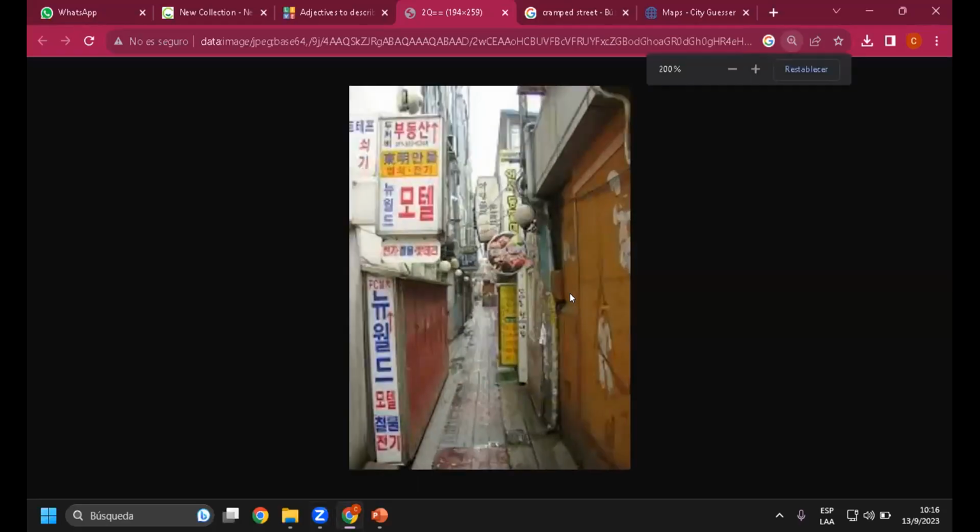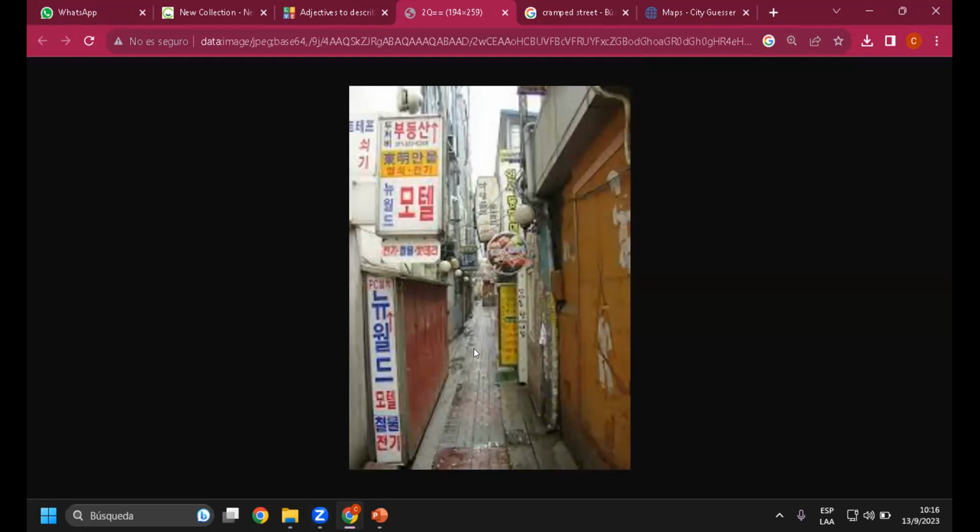Okay, can you see this picture that I'm sharing? Yes. So here we have a street. This street is wide or it's cramped? Cramped. Okay, it's cramped.